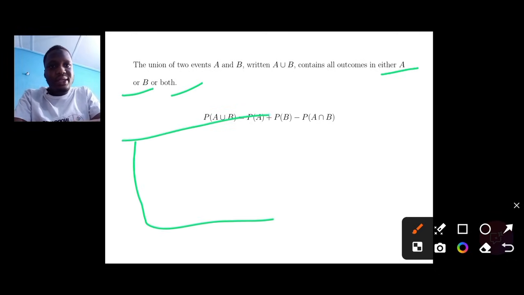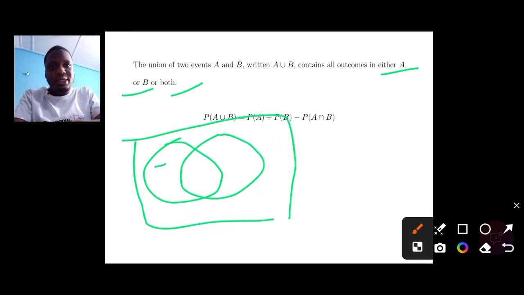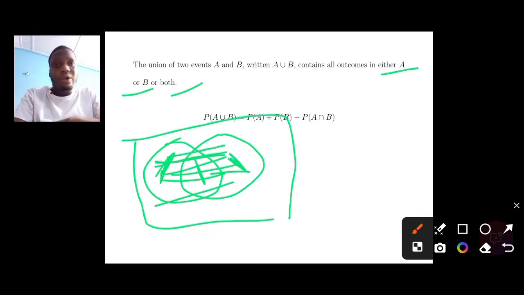Okay, so if you have A here and B here, the union talks about what is here, what is here, or what is between the two. So ideally, the union covers everything in either A or B or both of them. So if you are present in A, you are considered. If you are in B, you are considered. If you are in A and B, you are also considered. Take note of this, because this is what you need whenever you see A union B.